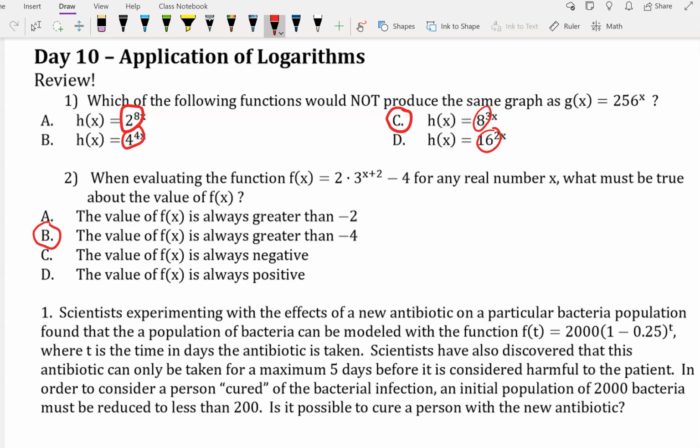And then number 2, that's going to be an exponential growth function. So it's exponential growth, but it's got an asymptote down at -4. So there's an asymptote down here. And I don't really care what the graph looks like other than the fact that it's exponential growth and it's going to be above that -4. So that's why B is our answer.